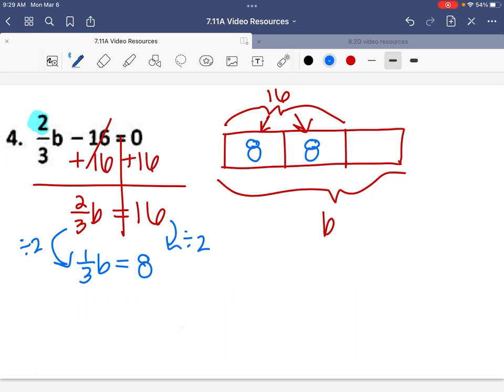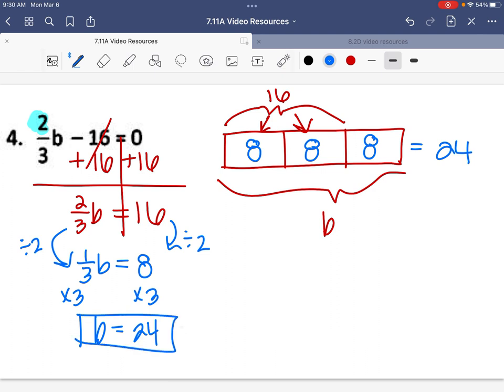Because if I know what each third of b is, I know it will take 3/3 to make the whole. I can fill up my strip diagram, identify my total, and find that b is 3 groups of 8, which is 24. And it works the same when you look at the algebraic way. 1/3 of b is 8, and I need 3 groups on both sides to get that one whole b is equal to 24.